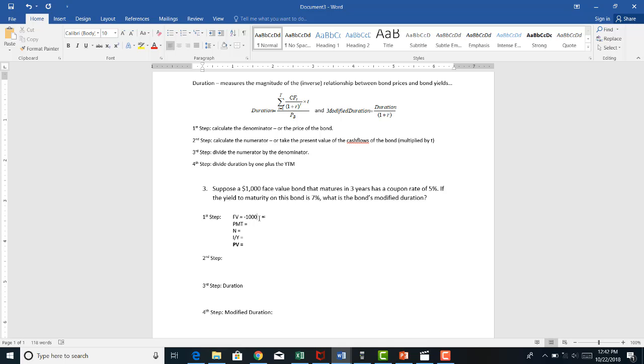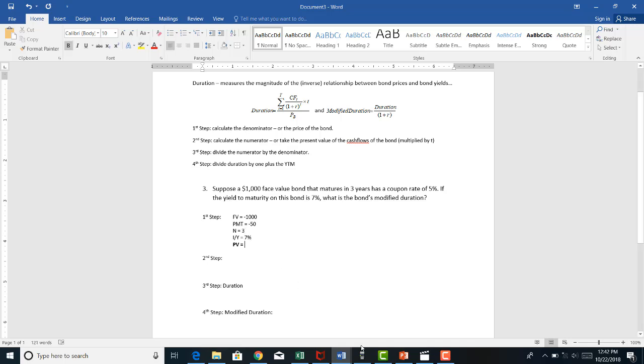To verify that the price is less than $1,000, the future value is going to be the face value. It's going to be negative 1,000. It's negative because it's an outflow from the firm's perspective. The payment is also going to be negative, an outflow from the firm's perspective. And this particular firm is going to pay a coupon of $50 in years 1, 2, and 3. Outflow, so I have a negative sign in front of it. N is equal to 3. I over Y is equal to 7%.